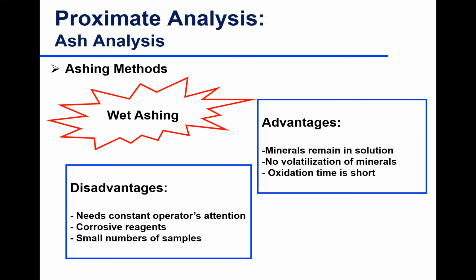Disadvantages, you need constant operator attention. So you cannot just put your sample and come the next day. You should be around in the lab, monitoring your sample. You are using corrosive reagents, and you can handle a certain set number of samples at a time. Usually 4 to 6, maybe, depending on how many digestion blocks you have in your heating block.